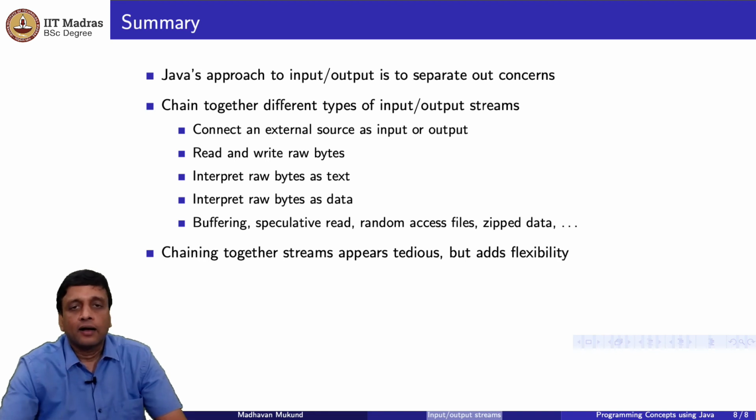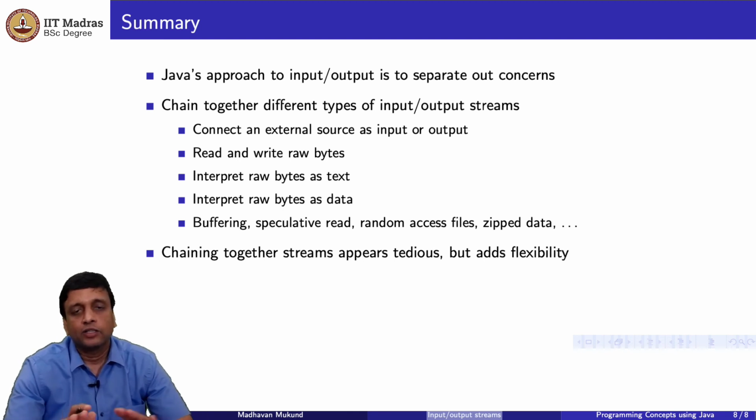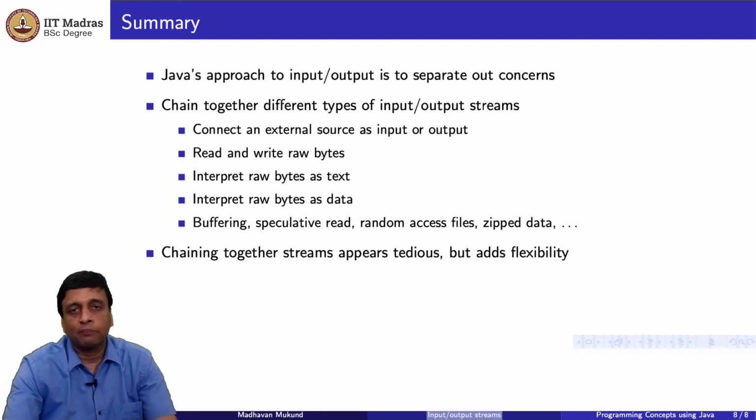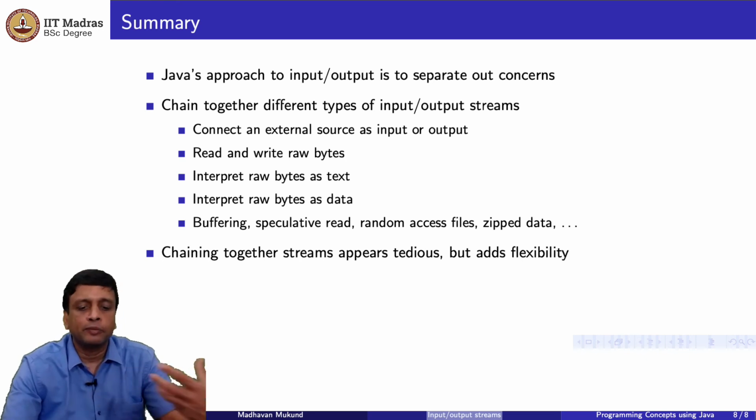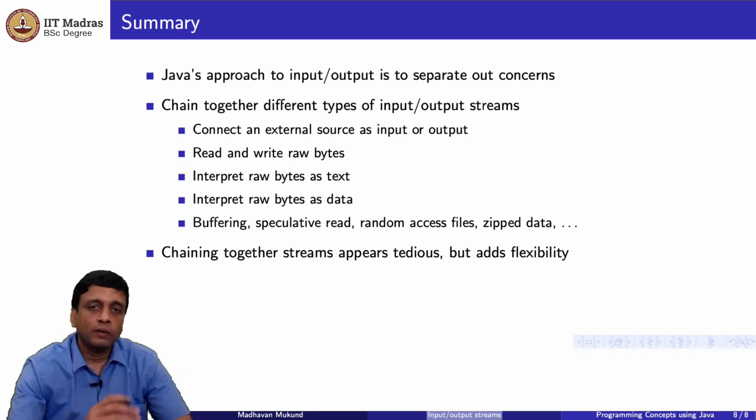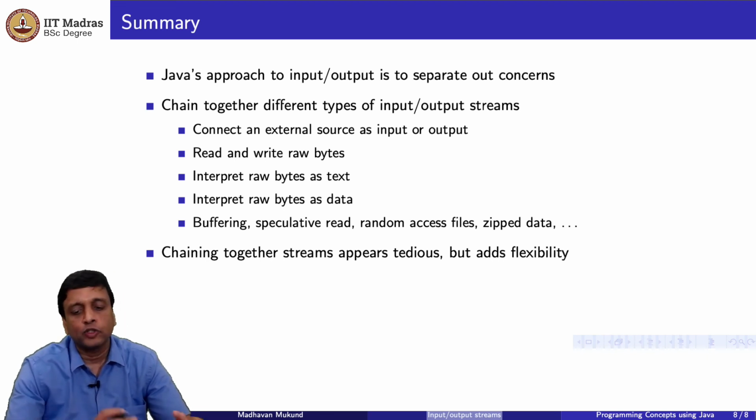So the basic approach that Java has taken to input and output is to separate out the concerns. You are supposed to take these different input-output streams and chain them together according to your requirement. At the basic level, you want to connect to some external source for input or output, and it doesn't really matter, once you've connected, for the rest of the processing whether it came from a file or from a network device or from memory or something else. Then at a raw level, these things transmit bytes, but you can take these bytes and interpret them as text, you can interpret them as data. They could be zipped, you could buffer it, you could check and unread, you could do speculative access. At the file level, you can do random access.